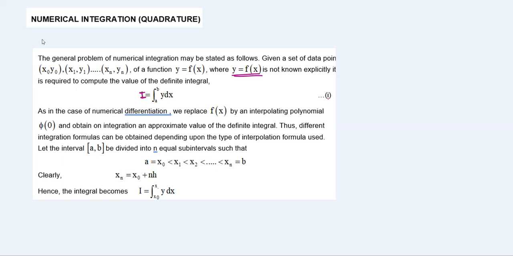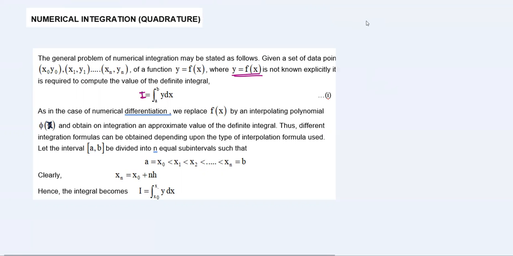This is phi of x, and obtain on integration an approximate value of the definite integral. Thus, different integration formulas can be obtained depending on the type of interpolation formula used. So, what exactly is a definite integral?